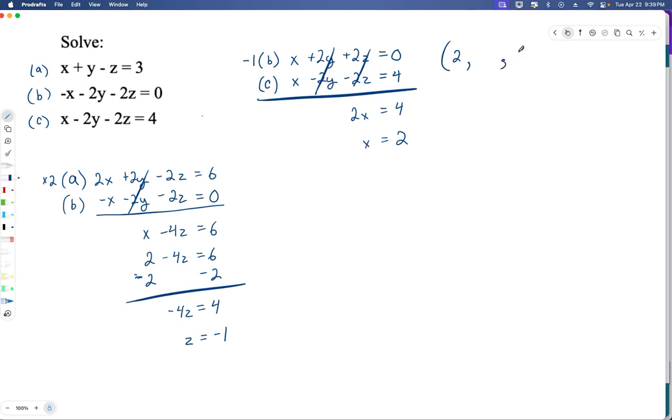Now I have z. All right, so I can go up here to A and substitute. So x is 2. I don't know what y is. z is a negative 1, so minus negative 1 would be plus 1 equals 3. So 2 plus 1, that's 3, plus y equals 3. Subtract 3 from both sides, y is equal to 0. There's my solution set. That one was pretty easy and pretty straightforward. So 2, 0, negative 1. So let's look at the next one.